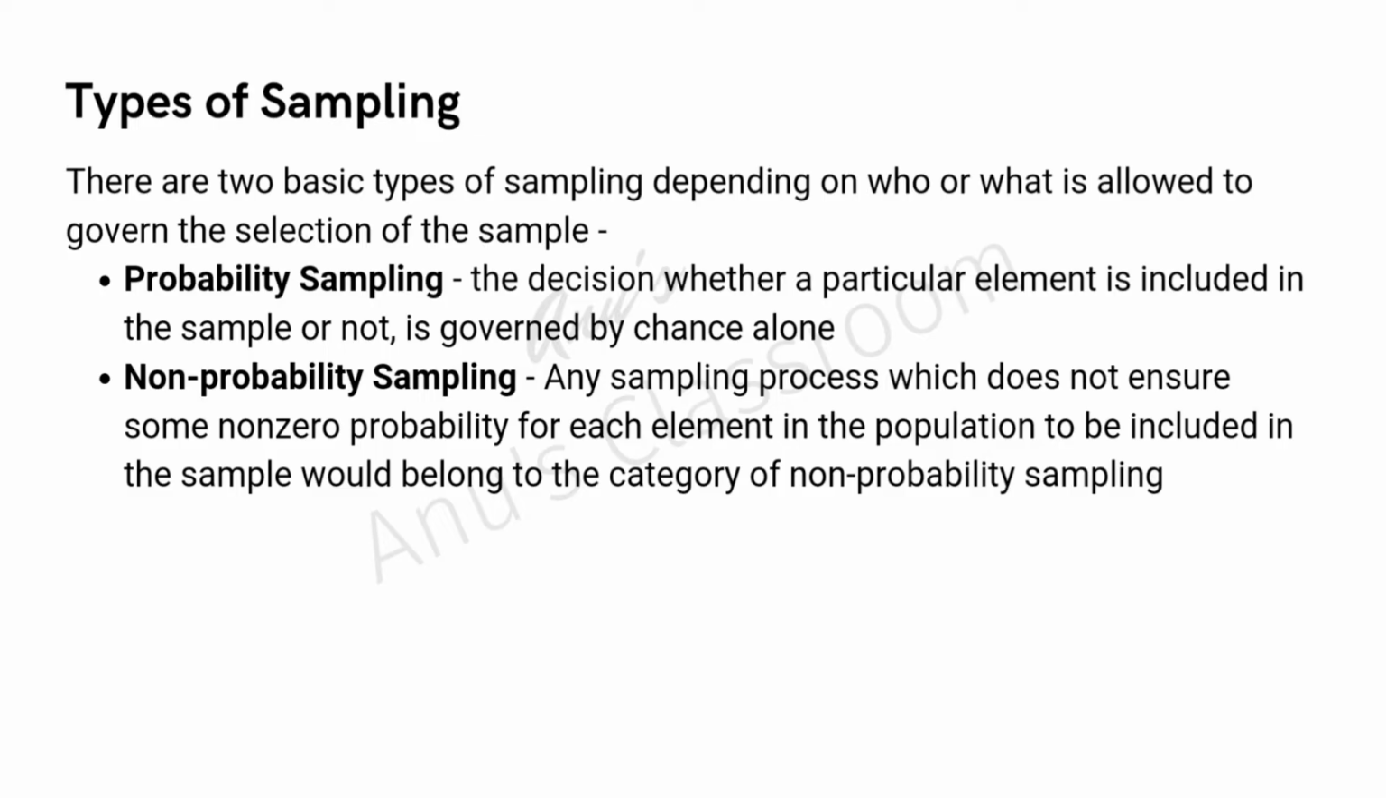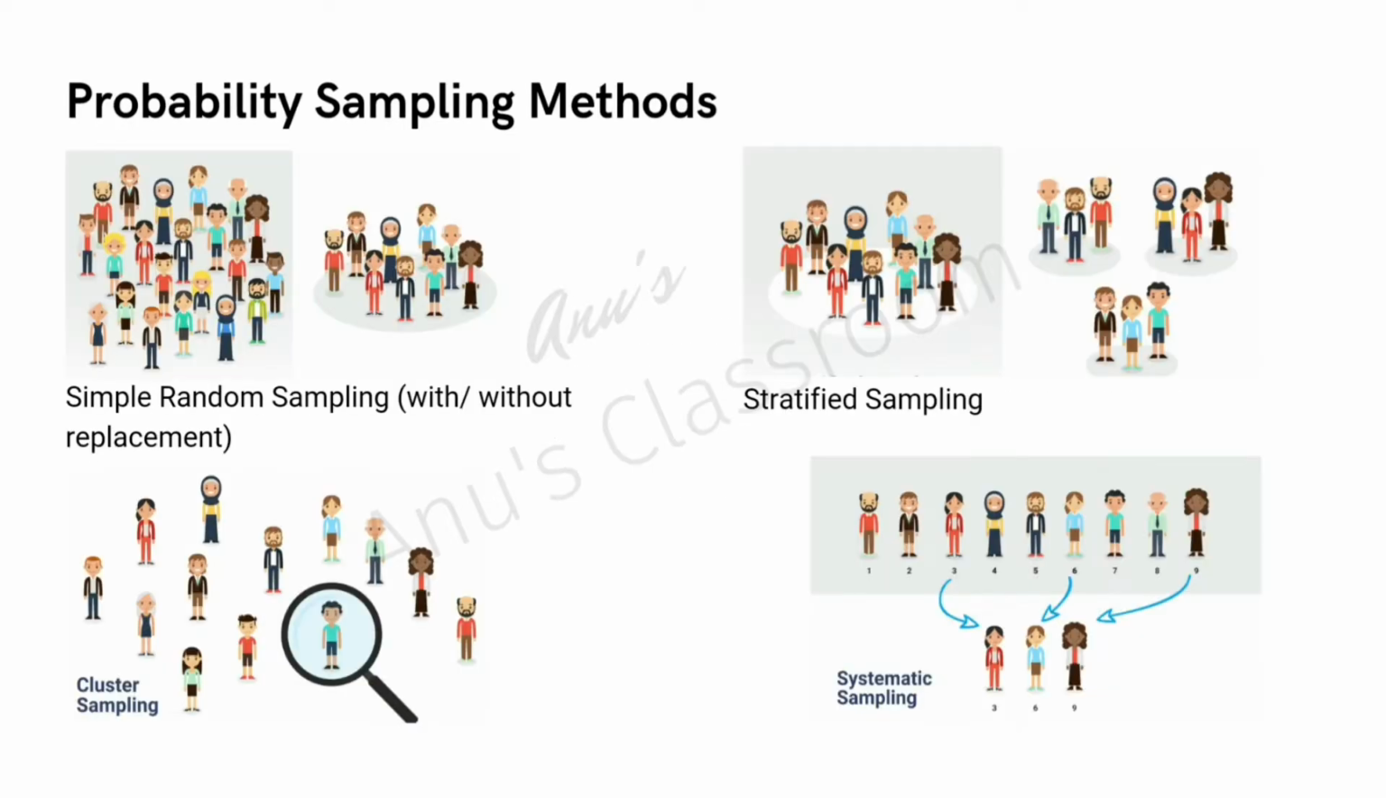Okay, now types of sampling. There are basically 2 types of sampling, and it depends upon who or what is allowed to govern the sample selection, like how we are picking up the samples, or who decides what to be used as a sample. Based on that, we have two different types of samples, that is the probability sampling methods and the non-probability sampling methods. So a few of the probability sampling methods are, first and foremost, which we all would know, simple random sampling with or without replacement.